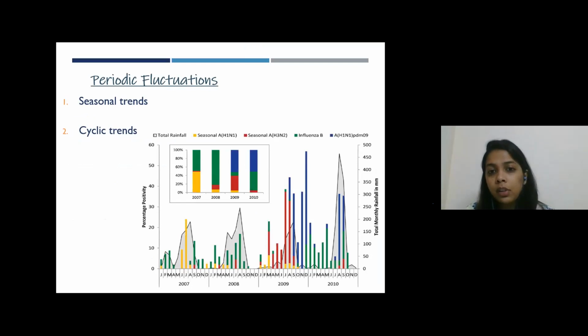Now, for example, this was the different flus that were seen in New Delhi over a period of years. So you can see they have given the different types of flu that was seen over a period of a year versus different years. So this is a seasonal trend. You can see every year during the rainy season, it went up.